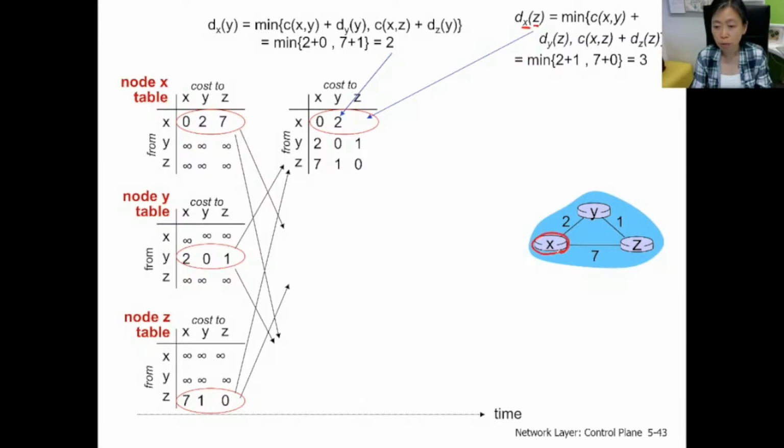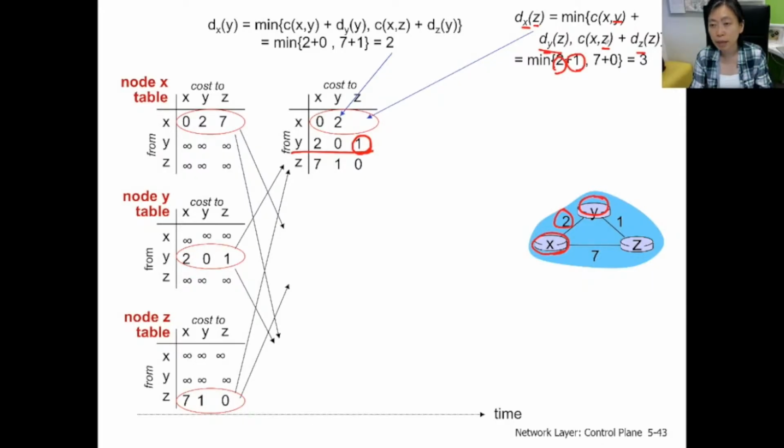Again, from the same source, 2 possible neighbors. One is y, the other is z. Link cost from x to y, 2. So 2 right here. Shortest distance from y to z, we'll have to look up the y row here to z. So the distance vector from the neighbor y suggests it should be 1. That's what we are seeing here.